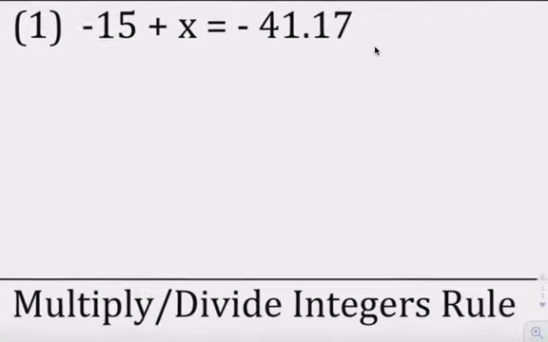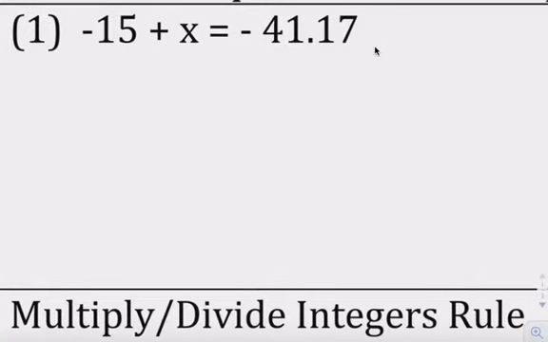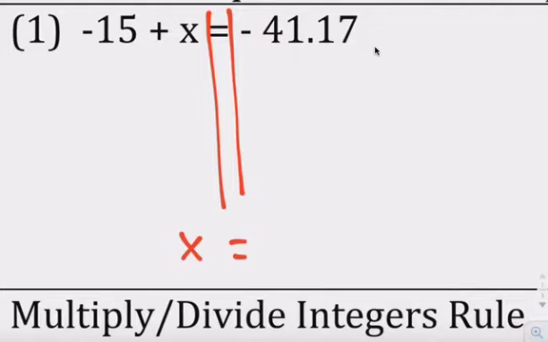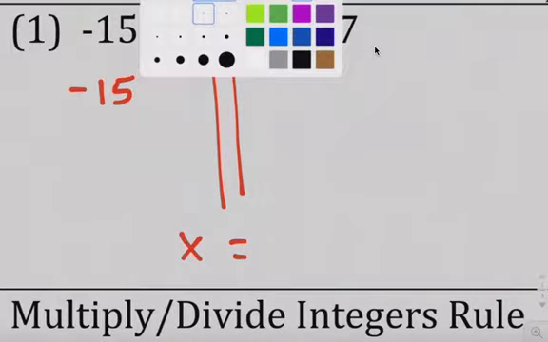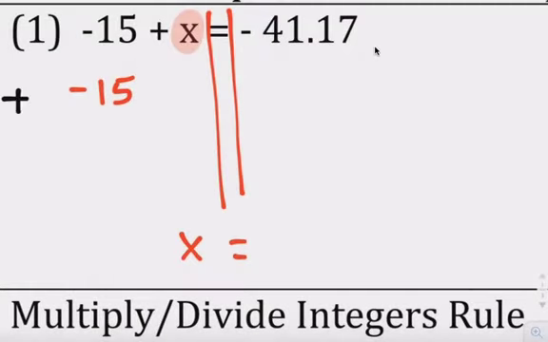Alright, let's solve this. We want x by itself. We want x equals to something. So what we need to get rid of is this one. In order to get rid of that one, we have to make 0. You have negative 15. How do we make 0? We have to add 15 to that.